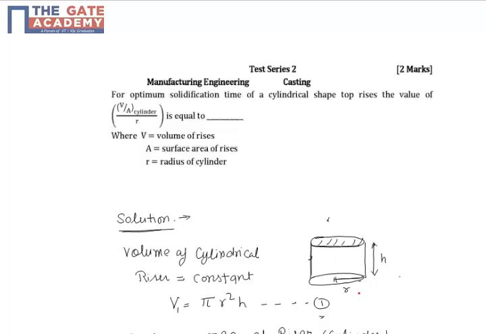So this is your riser. Let us assume that the radius of this cylinder is r and the height of this cylinder is h. So volume of cylindrical riser will remain constant. So volume of a cylinder is equal to pi r square h. So this is my first equation.